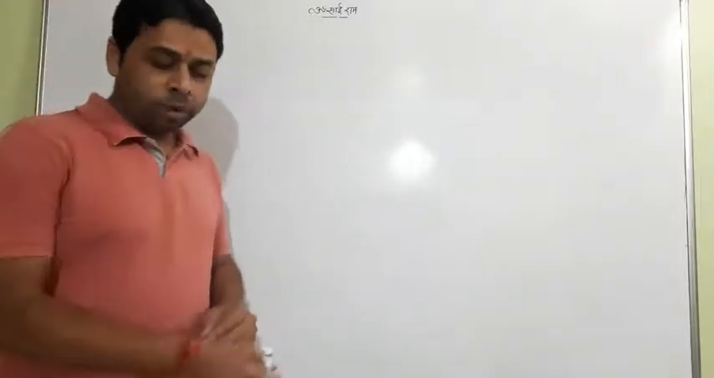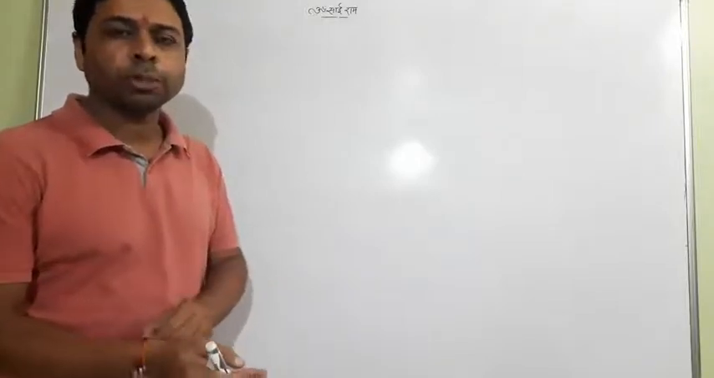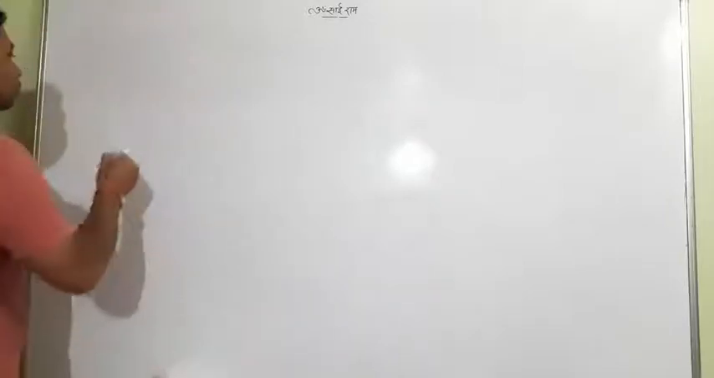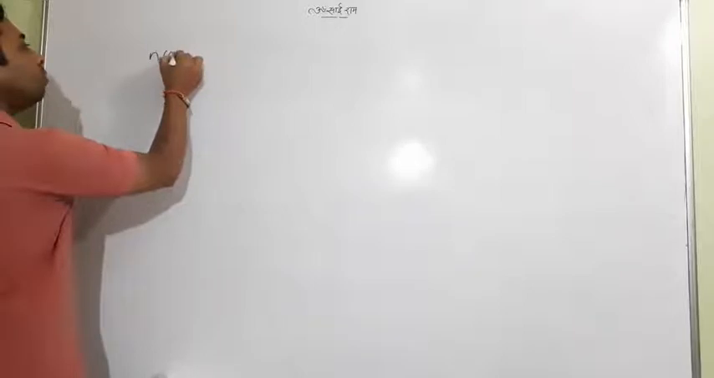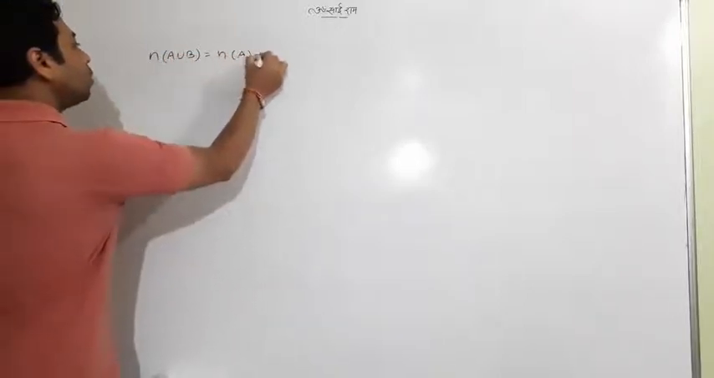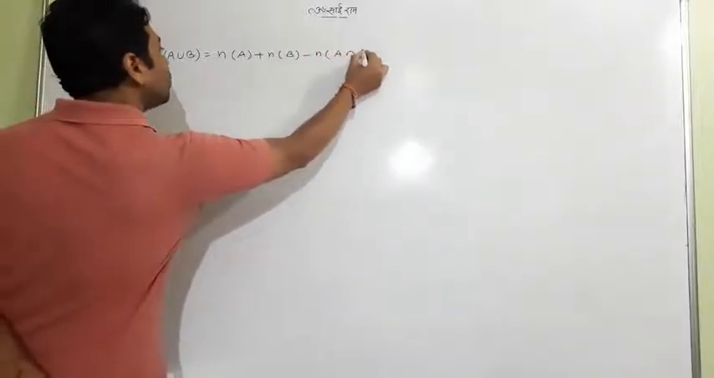Today we are going to study an important topic because the questions which I'm going to tell you might come in exams. The formula we have seen till now is n of A union B, which is n of A plus n of B minus n of A intersection B.